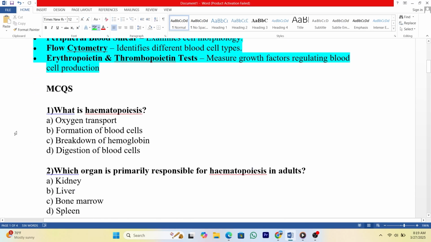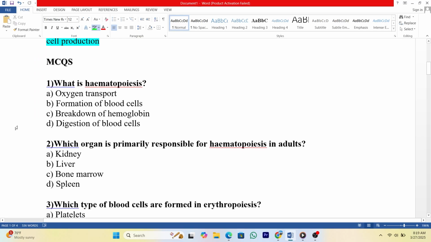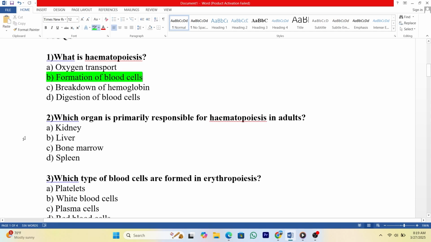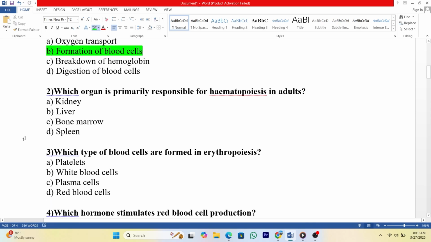MCQs. 1. What is hematopoiesis? A. Oxygen transport. B. Formation of blood cells. C. Breakdown of hemoglobin. D. Digestion of blood cells. 2. Which organ is primarily responsible for hematopoiesis in adults? A. Kidney. B. Liver. C. Bone marrow. D. Spleen.